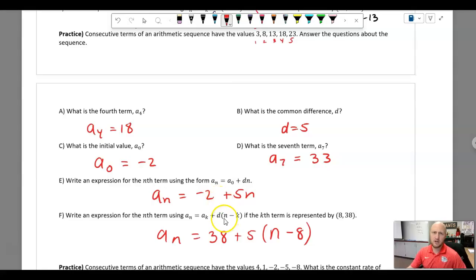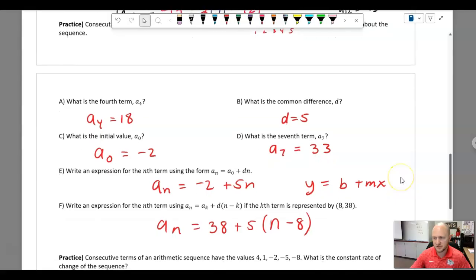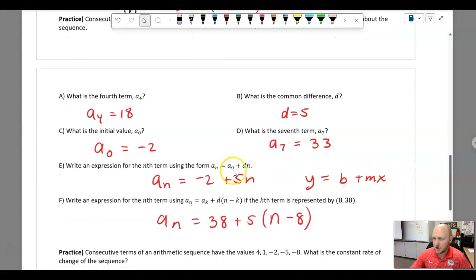And then we get to the equations, which are probably the most useful and applicable part of this lesson. Using my initial value, and here's where I'm going to introduce y equals b plus mx, or mx plus b, a straight line. What I want you to start to see is that I'm starting at negative 2, and I'm going to add my constant rate of change, which is 5 every single time, times n. Okay, so there you go.